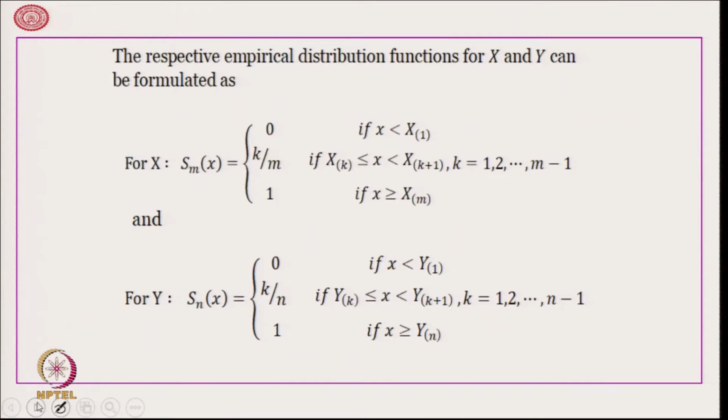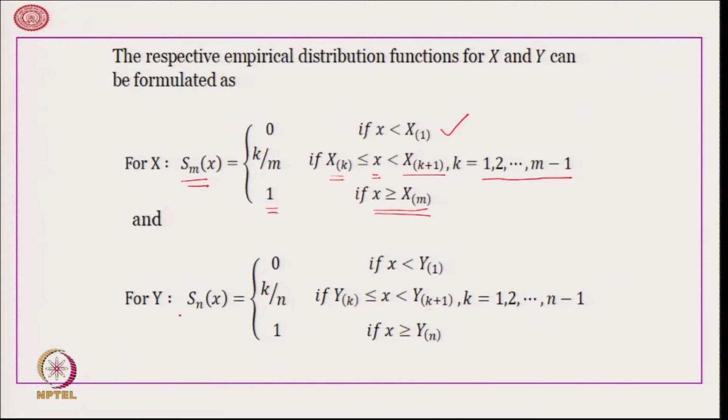Therefore, the respective empirical distribution functions for x and y can be formulated as follows. For x it is S_m(x), which is 0 if x is less than x_1, which is k by m if the kth order statistic is less than or equal to x and strictly less than x_(k+1), for k equal to 1, 2, 3 up to m minus 1. And for any x greater than the mth order statistic, the largest of the x, the value of the empirical cumulative distribution function is 1.